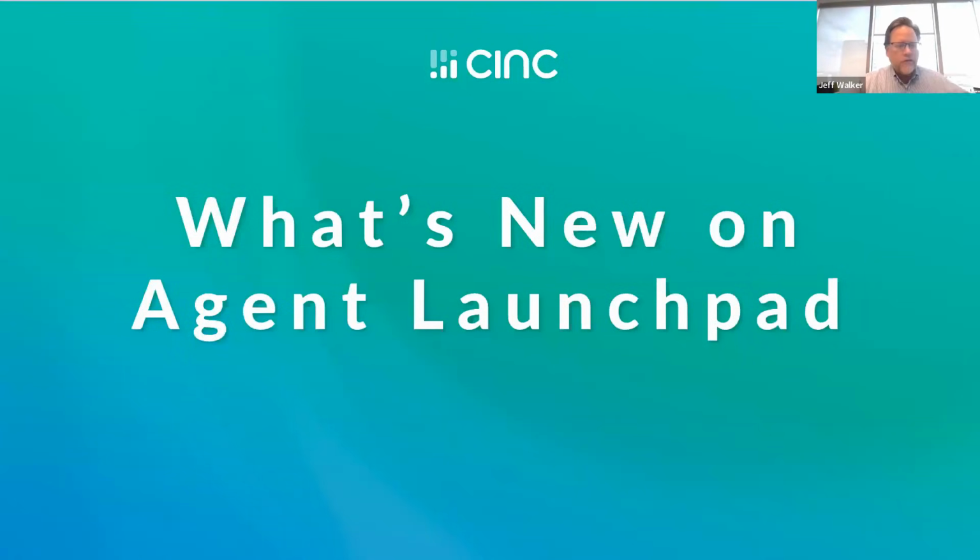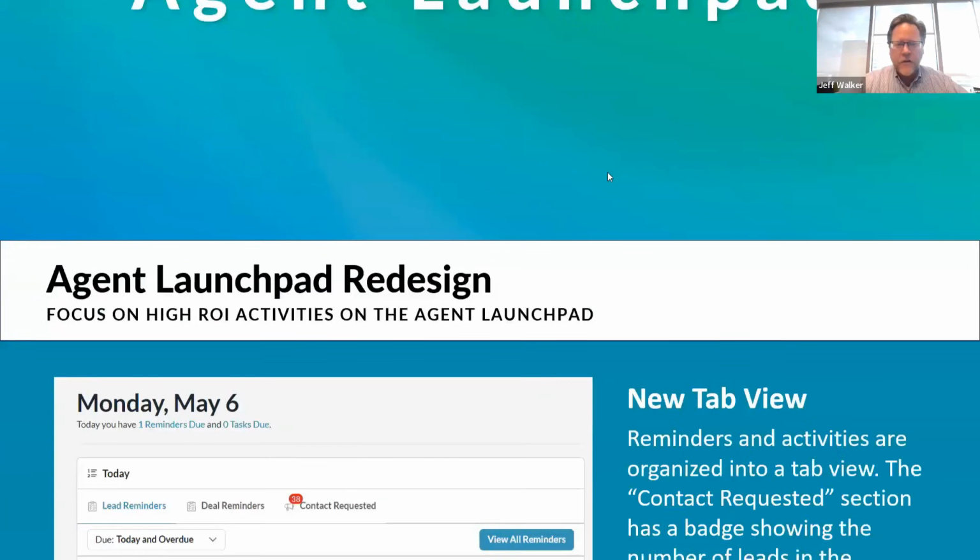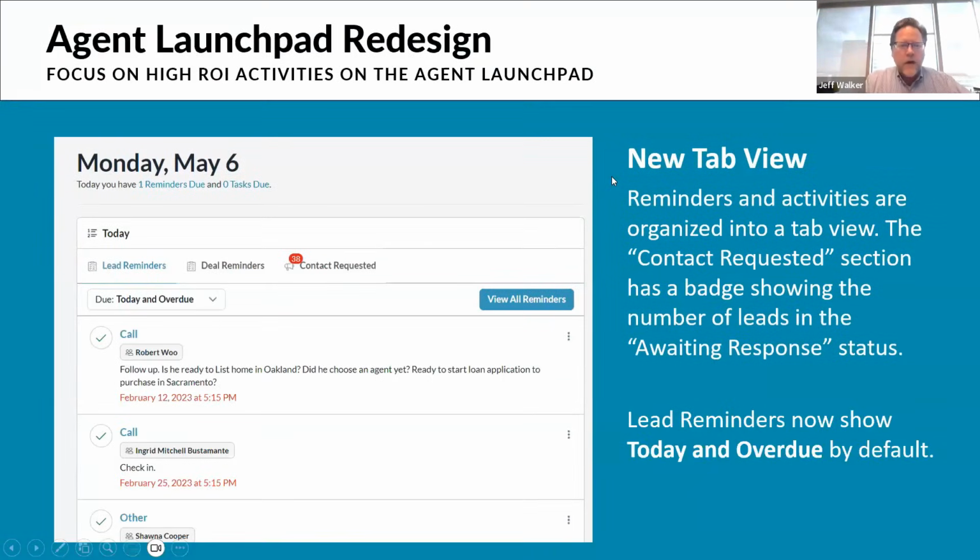All right, so now what's new on the Agent Launchpad? We'll take a look at some of the new design changes and the new features that have been added. So again, the Agent Launchpad is a place where you can go to see what your daily reminders are. And now the new contact requested, where we're surfacing all of these leads that are making some type of inquiry. So we have this new view that has been released, so that it's no longer content that's stacked and you have to do a whole bunch of scrolling.